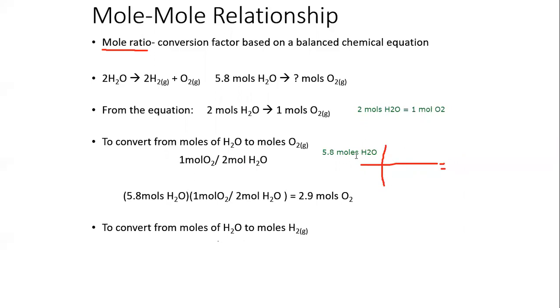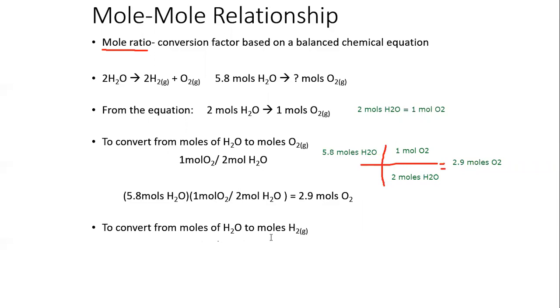For every, now since H2O is on the top here, it goes on the bottom. That's why in our ratio it's on the bottom. 2 moles of H2O, 1 mole of O2. And we get 2.9 moles of O2. And so that's how we use the mole ratio.